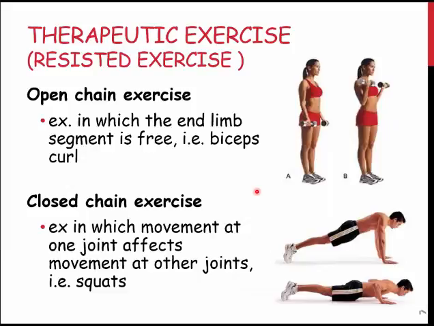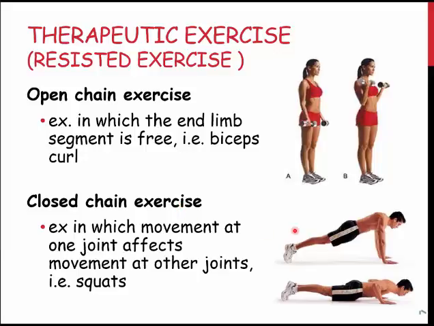Resistance exercise can also be performed in an open kinematic chain or in a closed kinematic chain. Well, what exactly does this mean? An open chain exercise is an exercise in which the end limb segment is free to move in space. The example in your slide of a biceps curl illustrates an open chain exercise. In this case, motion is isolated to the elbow, and the biceps is performing concentric and eccentric contractions as described previously. In other words, only one joint is moving, the elbow joint, and muscles on only one side of the joint, in this case the biceps, are contracting.